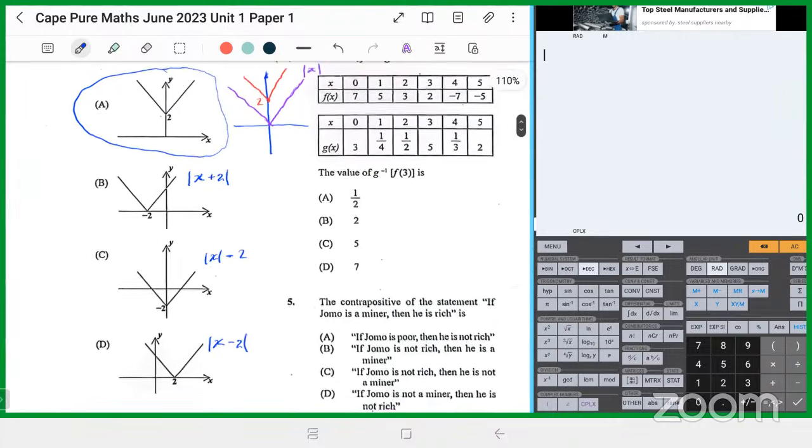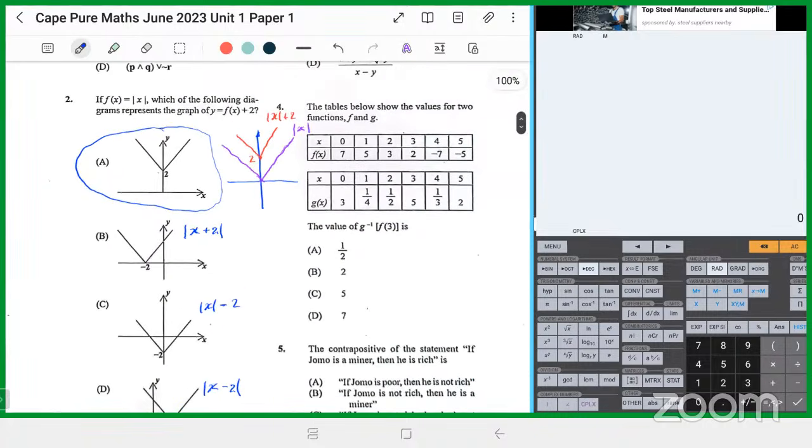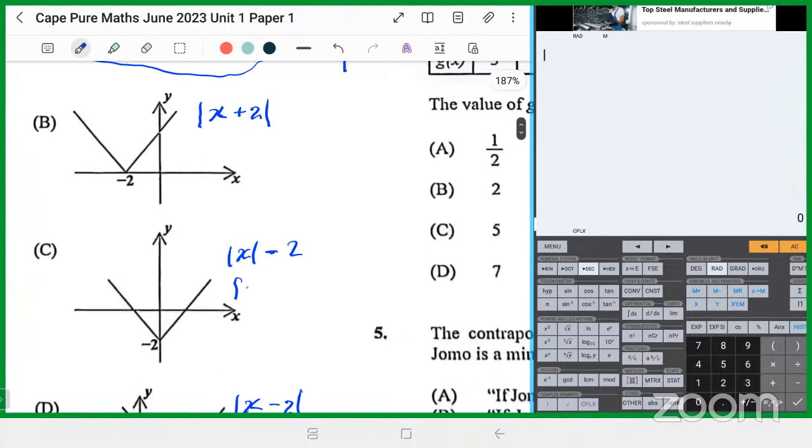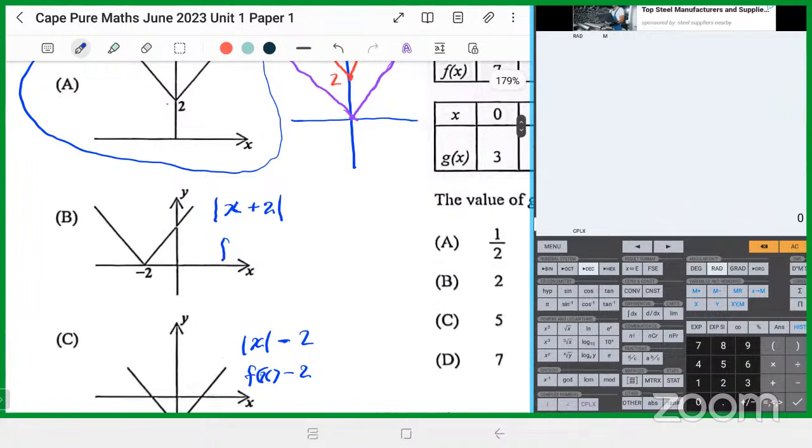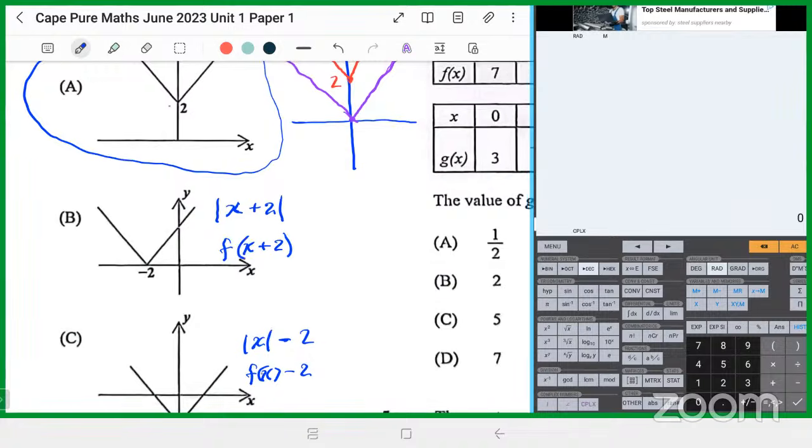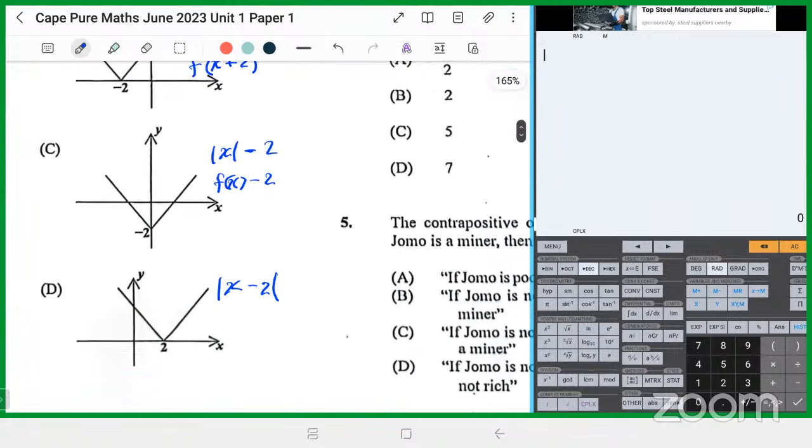So in other words, this one would be f of x minus 2. This one would be f of x plus 2, if they were to ask it. And this one would be f of x minus 2.